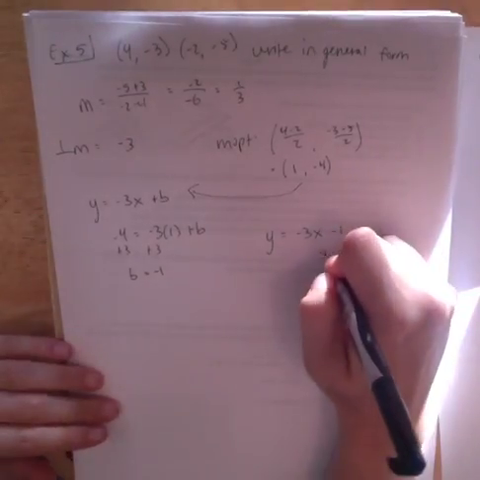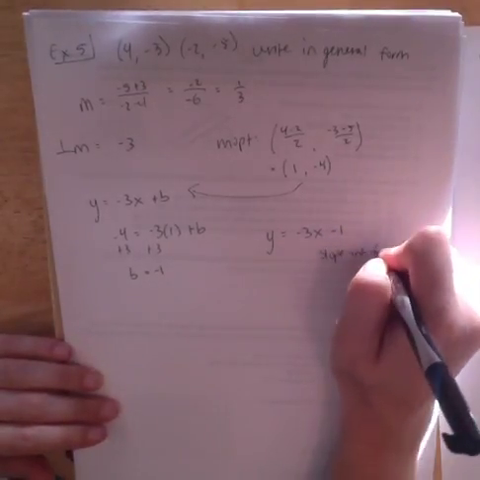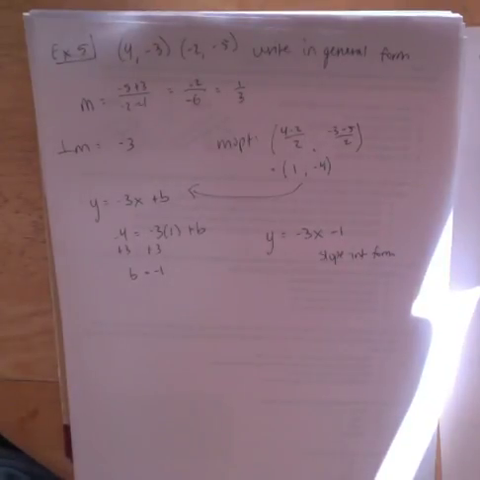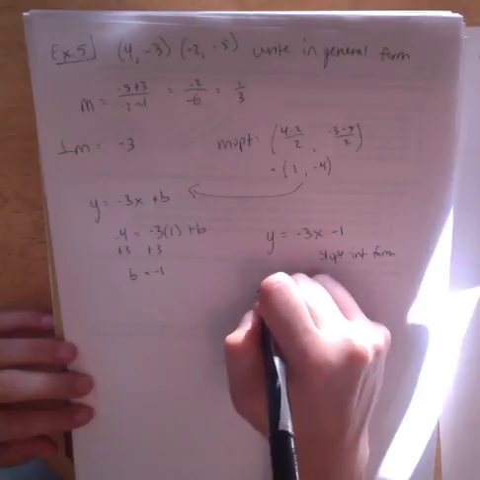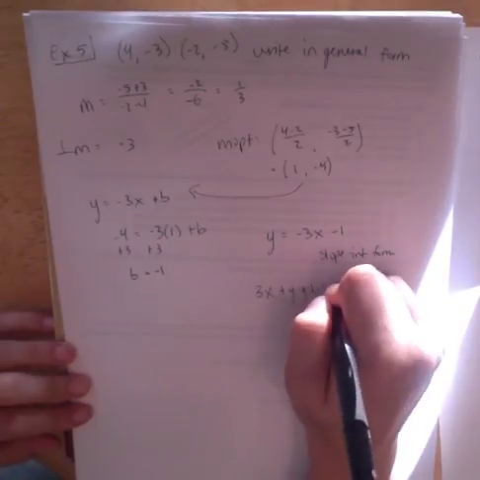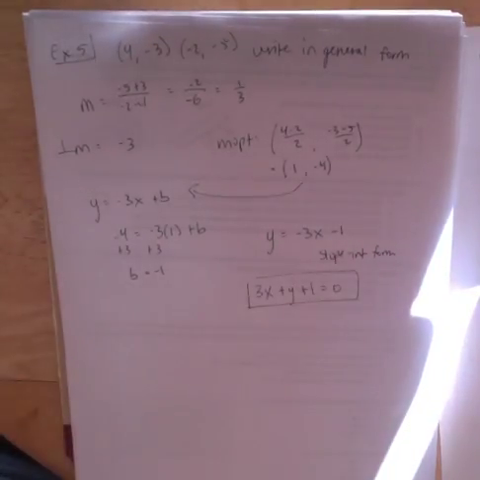This is slope-intercept. Okay, we should remember that. Now I want to get it in general form, so I'm going to get everything on the same side. So I'll have 3x plus y plus 1 equals 0. That is the general form of that line.